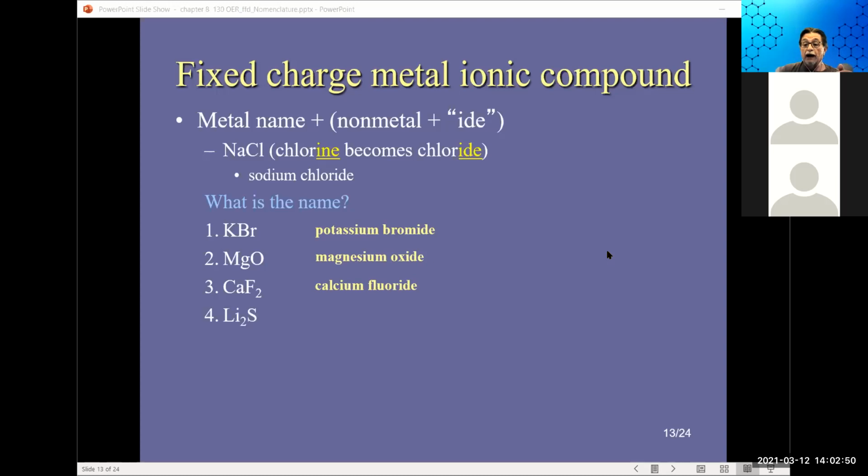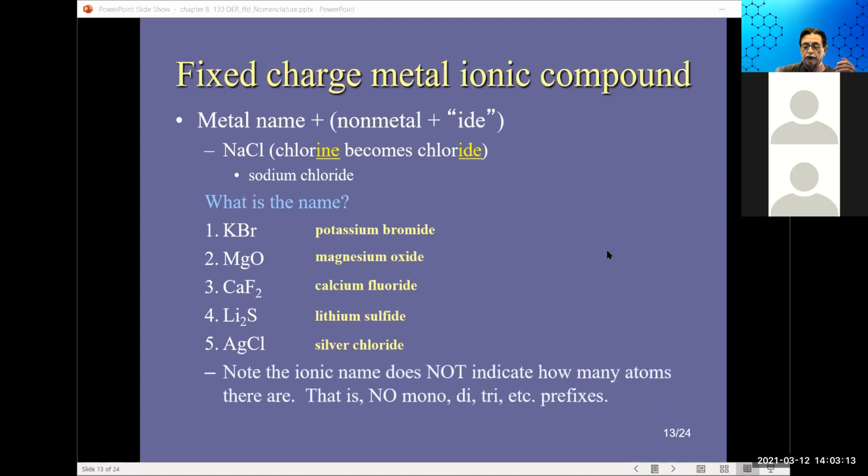Lithium sulfide. Here we go with the -ide again. It's a single element, in this case sulfur, so it becomes sulfide, not to be mistaken with sulfate and sulfite. And we got silver chloride.